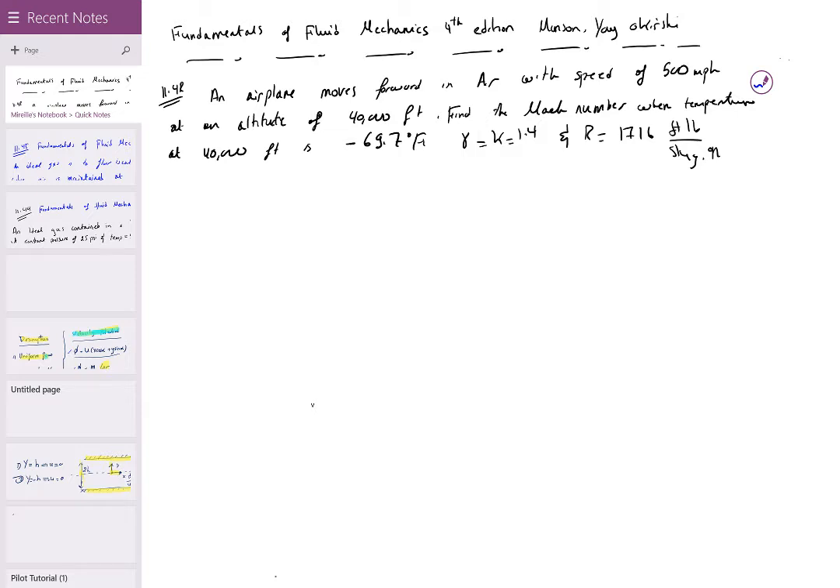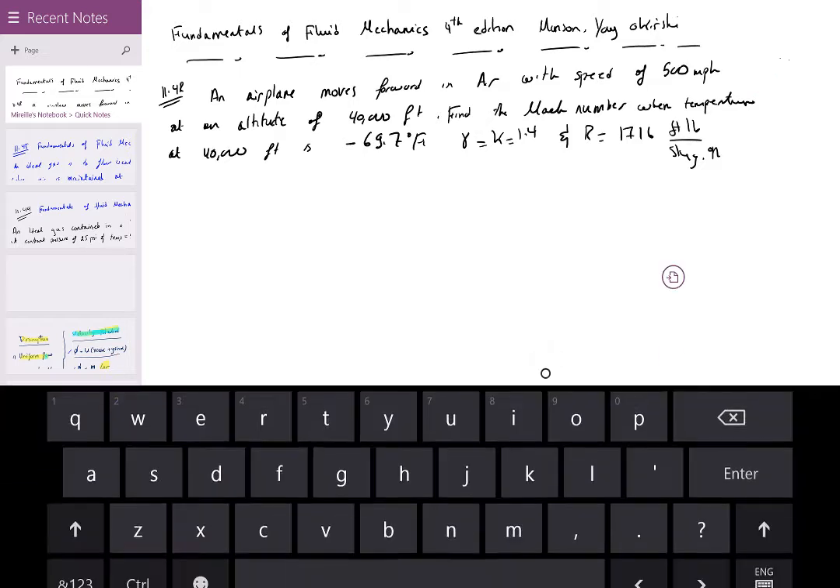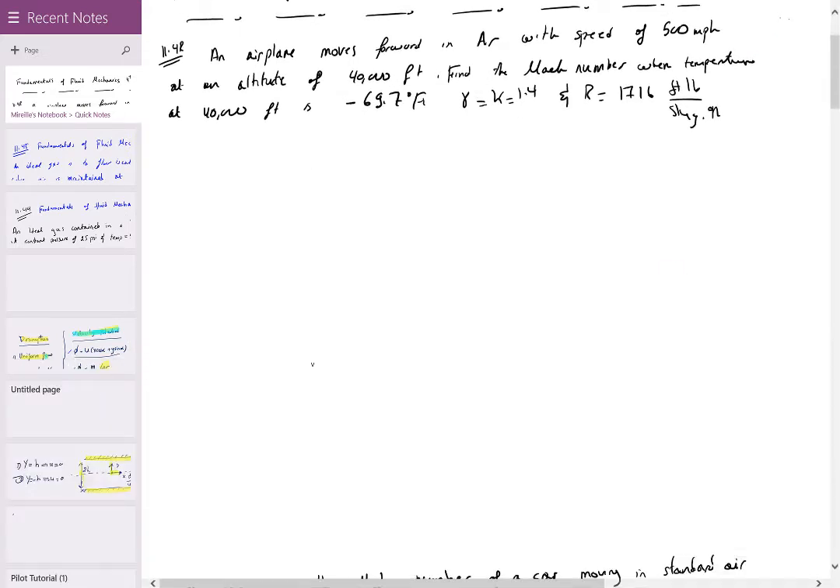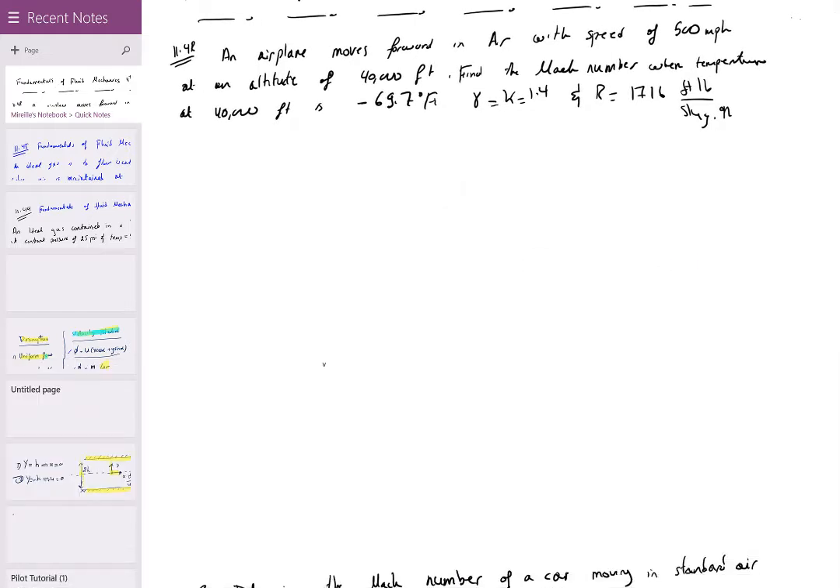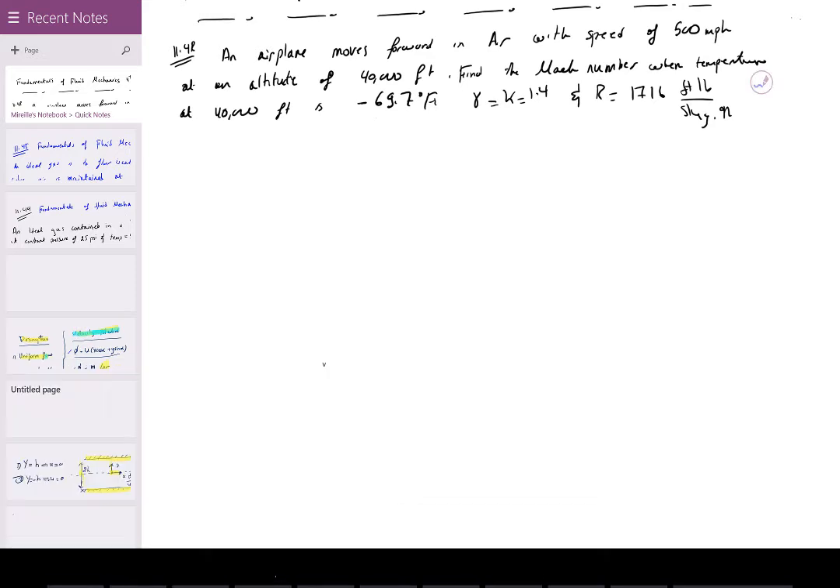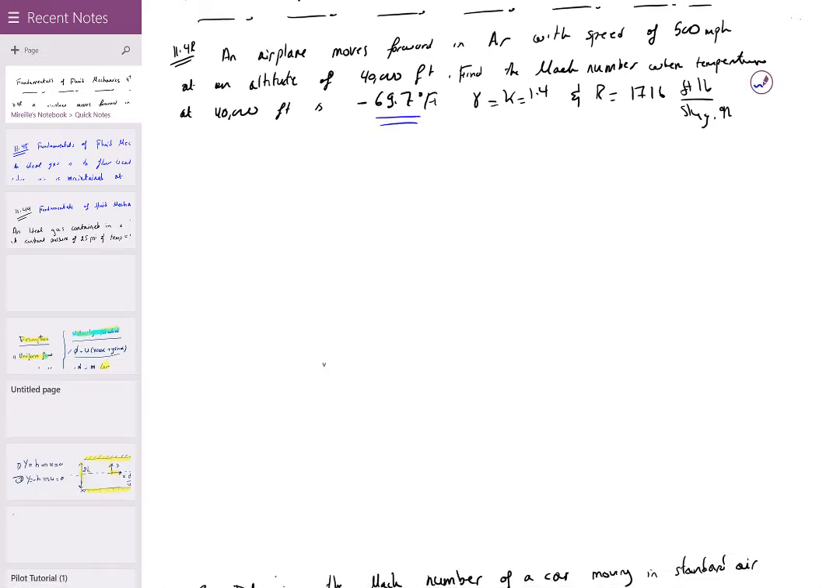An airplane moves forward in air with a speed of 500 miles per hour at an altitude of 40,000 feet. Find the Mach number when the temperature at 40,000 feet is minus 69.7 degrees Fahrenheit. Gamma, or sometimes written on your formula sheet or in the textbook as k, is 1.4. And R, the gas constant, is 1716 feet-pound per slug degrees Rankine.